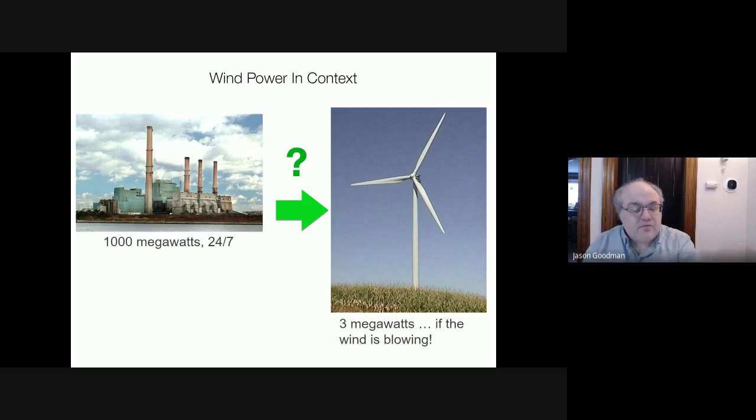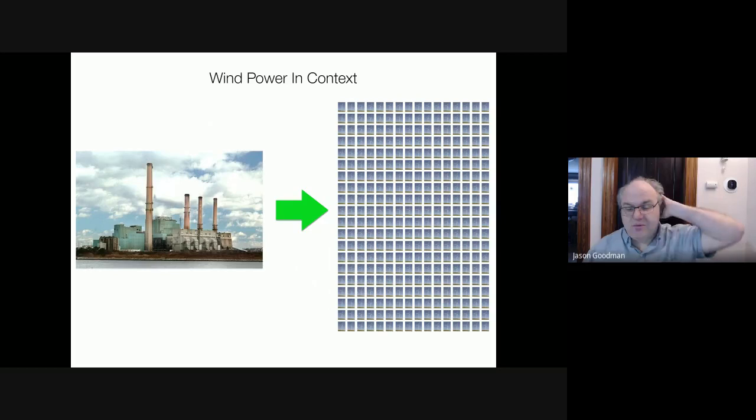Because the coal power plant on the left, which is the Brayton Point coal power plant in southern Massachusetts, provided 1,000 megawatts, which is about enough power to power 1 million households. On the other hand, the wind turbine on the right provides 3 megawatts, and only if the wind is blowing. So it's not replace a coal power plant with a wind turbine, it's replace a coal power plant with hundreds of wind turbines.